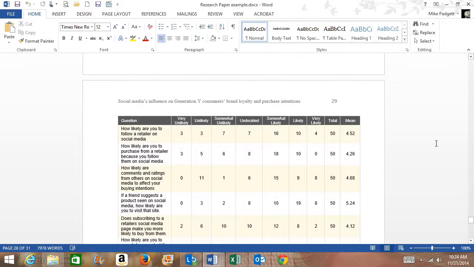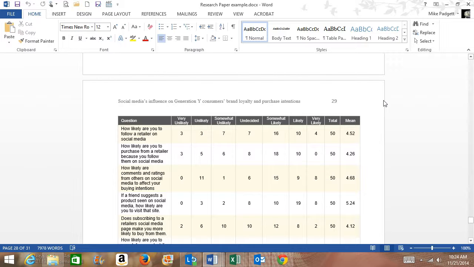Alright, I'm going to do a quick video real fast to show you how to figure the median and the interquartile range for your research paper results section. The example I'm going to use is from the research paper example that's posted under the research project section under research paper on Blackboard.